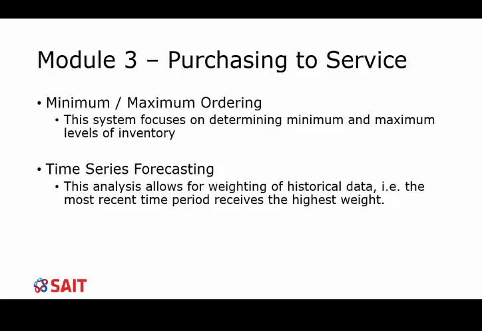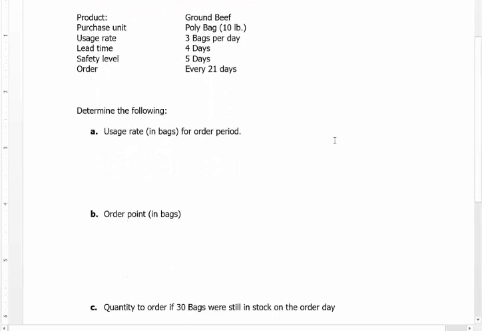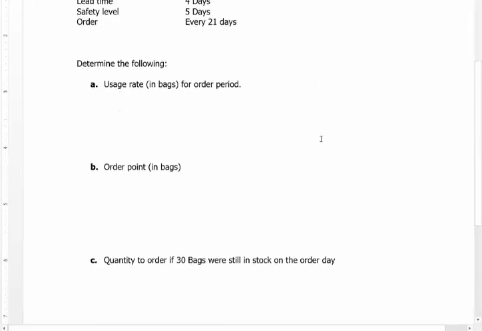This led us then to our minimum and maximum ordering. The system focuses on determining our levels of inventory, sometimes referred to as PAR. You may remember in class we did ground beef and we had a minimum amount. We understood our usage and how much we used per day, and then ultimately how much we used throughout our order period. We are able to determine our order point, that moment when we pick up the phone to place the order, and then understanding the lead time. How many days does it take for the order to get there?